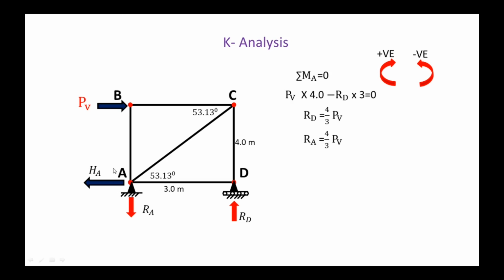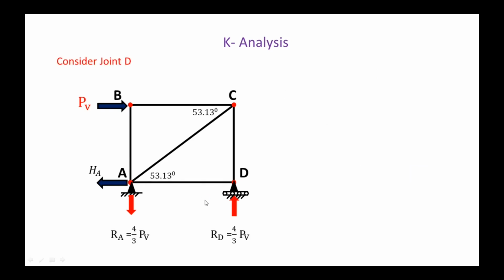Now next is to find out the horizontal reaction HA. So sigma Fx equal to 0. Again, these are the sign conventions: toward the right is positive and toward the left is negative. Now PV is toward the right, that is why it's positive, and this assumed direction toward the left is the minus, so minus HA. So HA is equal to PV. If the answer is positive, our assumed direction is correct. Now we'll take the joints one by one.